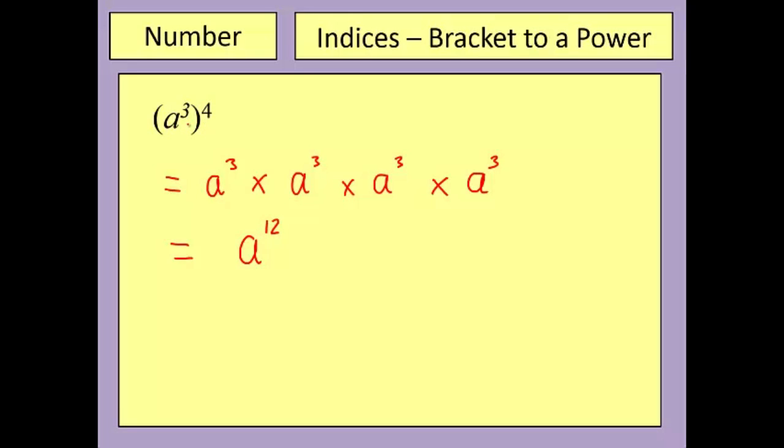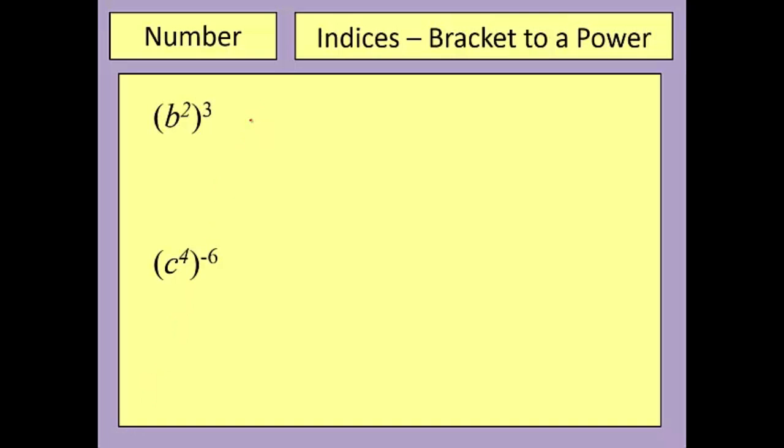So 4 times 3 gives you 12. You don't need to write this out every time. So let's look at another example and do it quickly. This is simply b to the power 6, because 2 times 3 is 6, and this one is simply c to the negative 24, because 4 times negative 6 is negative 24.